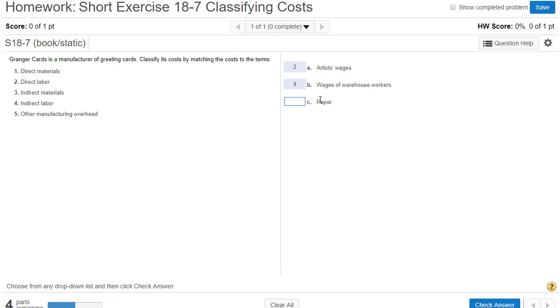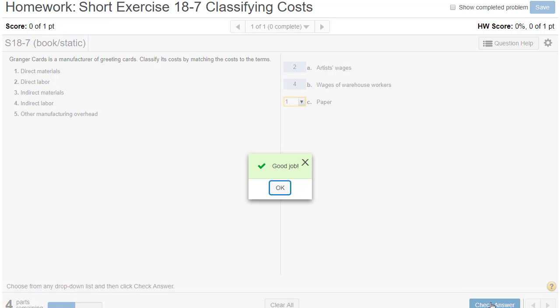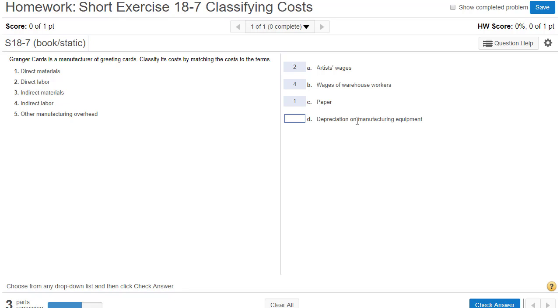Paper. Well, obviously paper is used to make the greeting cards, so that is a direct material because it can be traced to the certain or the different batches of greeting cards. Depreciation on the manufacturing equipment. Since this depreciation is for equipment that's used in making the product, it is a product cost, but it cannot be tied directly to a certain batch of greeting cards. So this would be considered other manufacturing overhead.